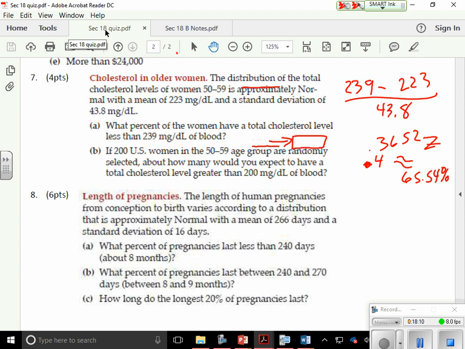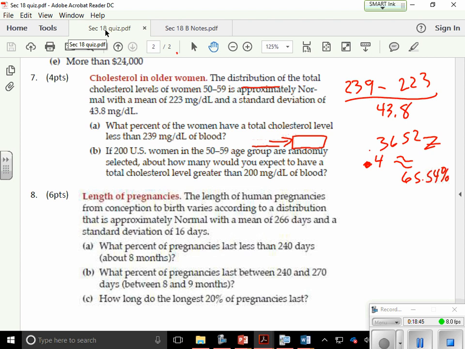How many would you expect to have a cholesterol level greater than 200? So remember that when we find, let's just think through this. We can find the percent less than 200 by doing it the same way we did A. But it asks for the percent greater than 200. So we're going to need to remember to subtract that from 100. Because the percent we find is going to be below that. We need the percent above that.